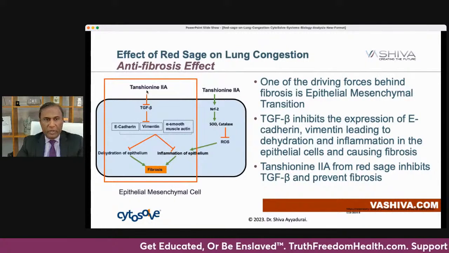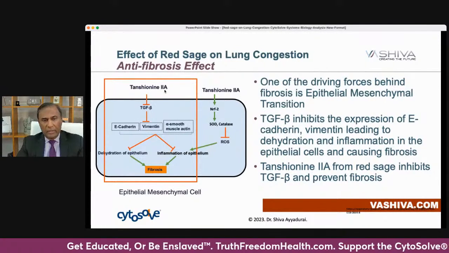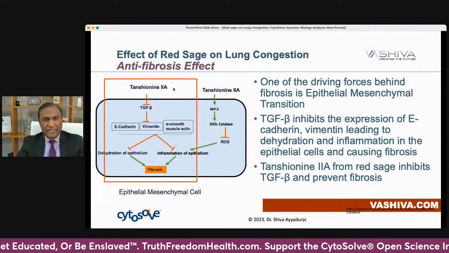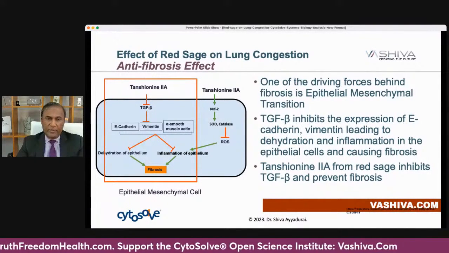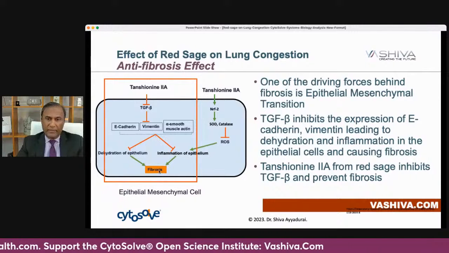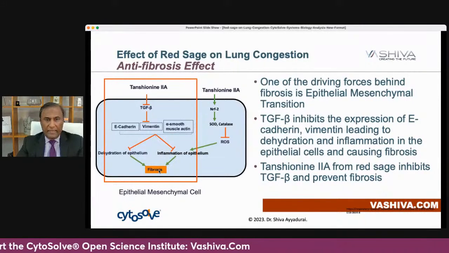Now tanshinone IIA, which is in red sage, guess what it does? It blocks TGF-beta, so none of these pathways occur, so you're blocking fibrosis, okay? That's what it does.